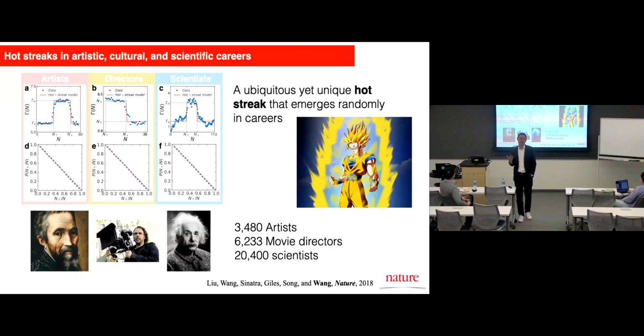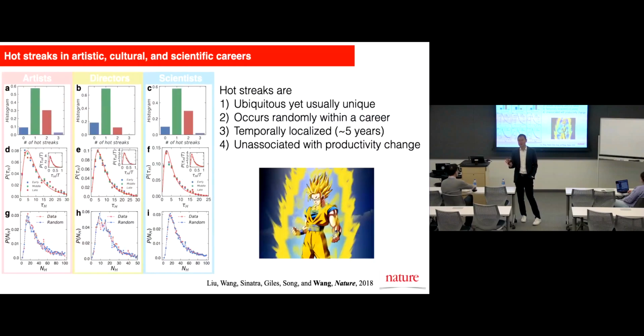So this is a mathematically tractable model. Once we apply this model, we realize it can quickly explain all the patterns that we observed so far in real careers. But what's really interesting about this model is that we can fit it to real careers and learn a little bit about what these hot streaks look like. What are the properties of these hot streaks? There are some messages here that may be useful for all of you, depending on your career stage.